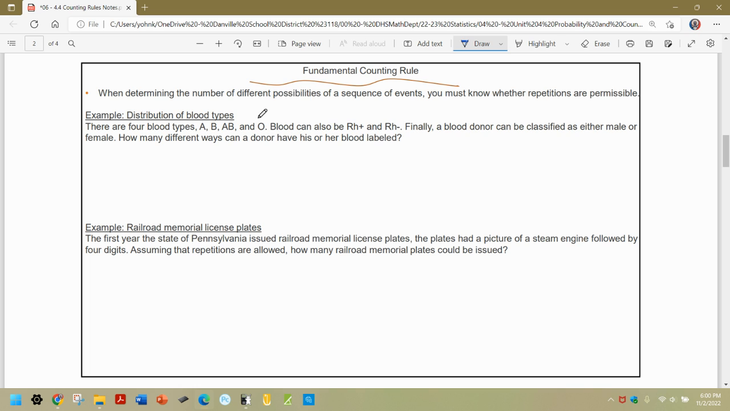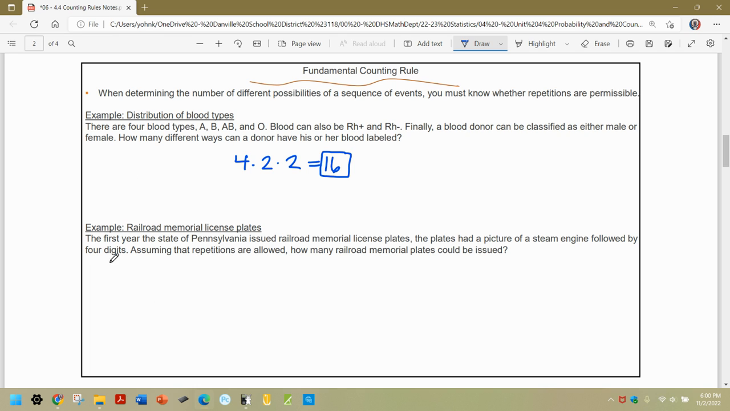Well, in this situation, you're obviously not going to repeat your blood type or your gender or whether it's positive or negative. So you take the number of types of blood, that's 4, and multiply it by the number of types of positive or negative, which is 2. Then you multiply by male or female, that's another 2. Multiply these together and you get 16 different ways the blood can be labeled.